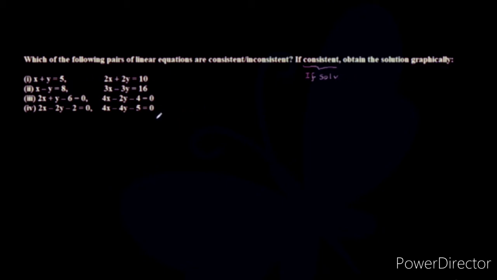Okay. So for the first one, the first pair we have x plus y equals 5 and 2x plus 2y equals 10. I think it's pretty clear, right? If you just multiply 2 in the left and the right hand side, yes, these two equations will become same. In fact, they are coincident lines, right? Even you can also check that with the ratio comparison. A1 upon A2, B1 upon B2, and C1 upon C2.